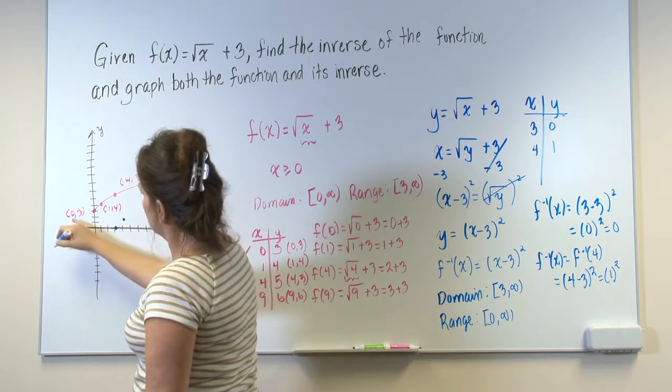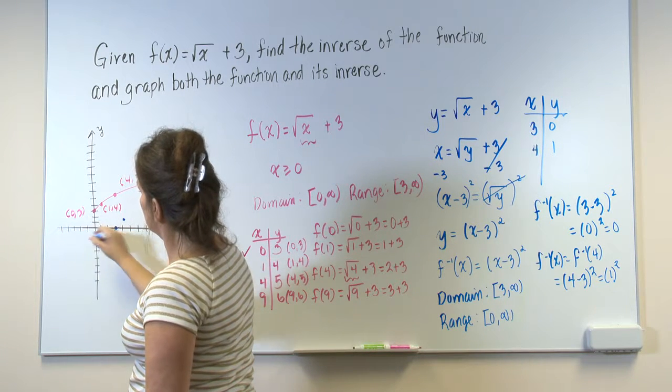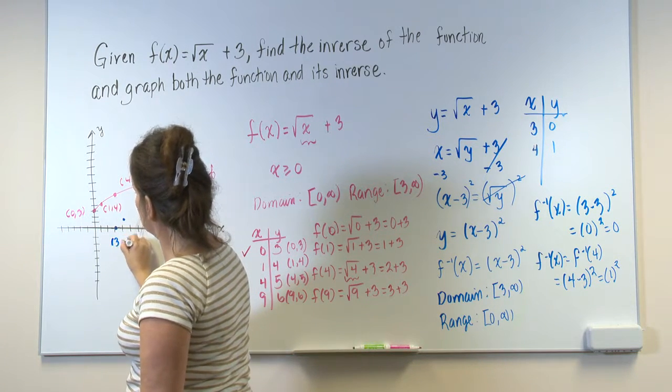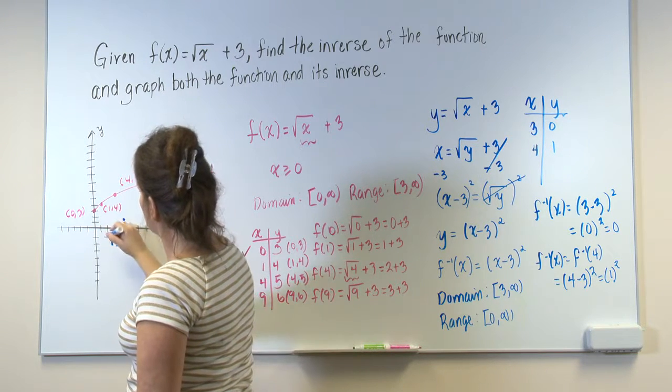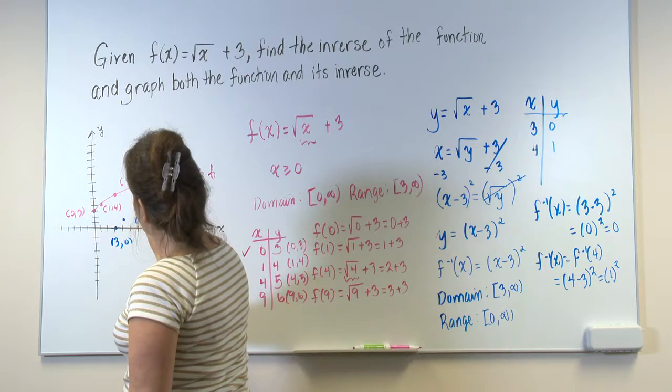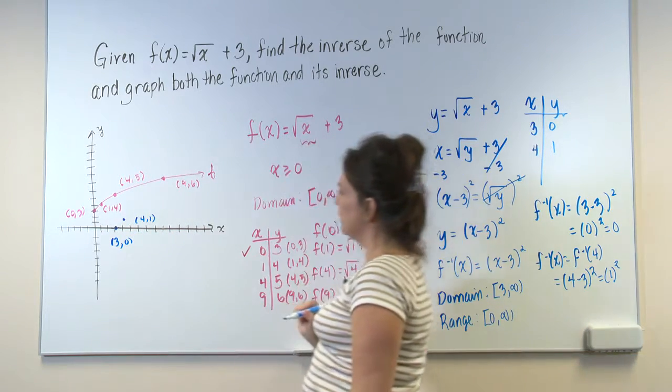And notice, here we had the point (0, 3). Here we have the point (3, 0). Here we have the point (1, 4). Here we have the point (4, 1). I'm going to select one more.